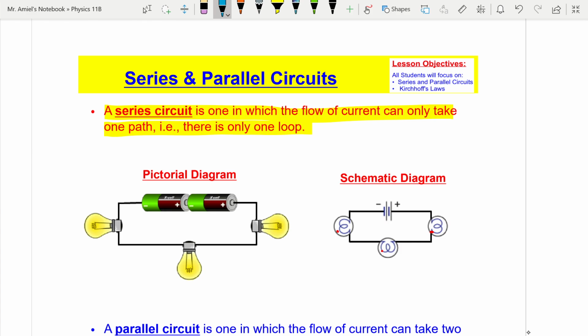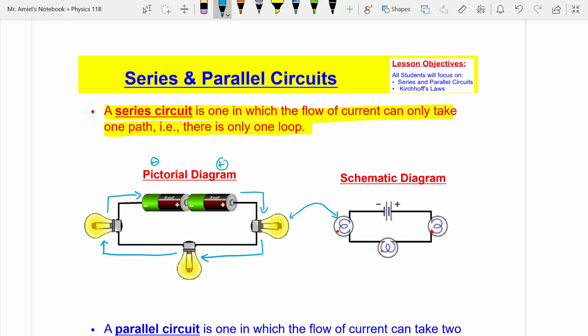Okay, so we've got positive and our negative sides here. We said we're going to follow conventional current, so we're going this way. And you can see that there's only one path, there's only one route for the charge to go, or the current to go. Okay, and if we've got light bulbs, this is a pictorial diagram showing actual light bulbs here. And so these are equivalent to these in a schematic diagram.